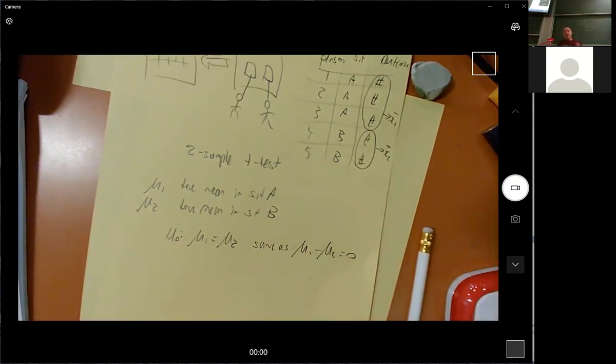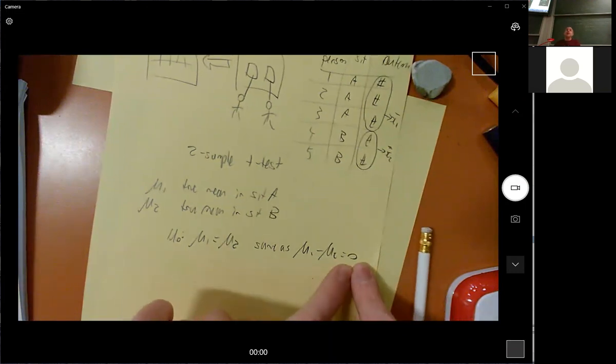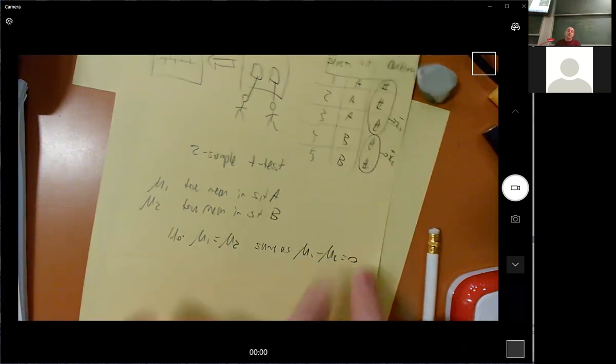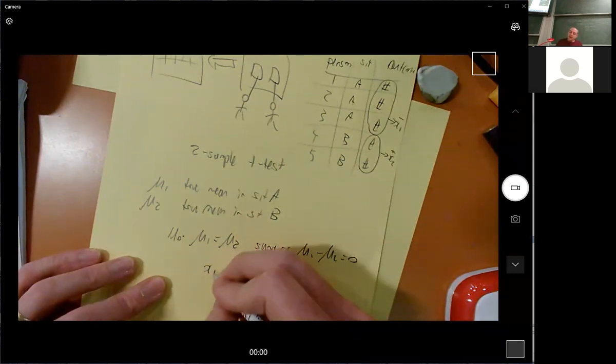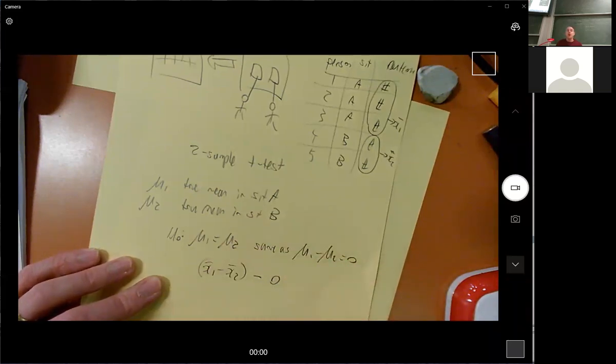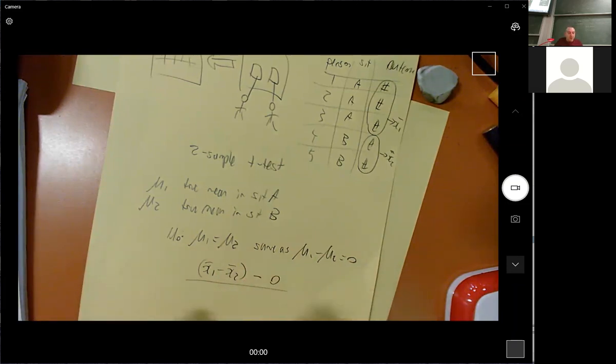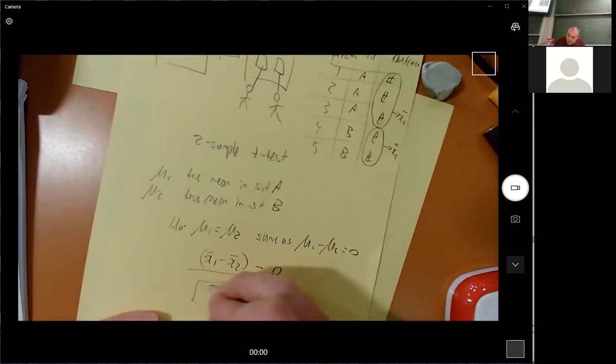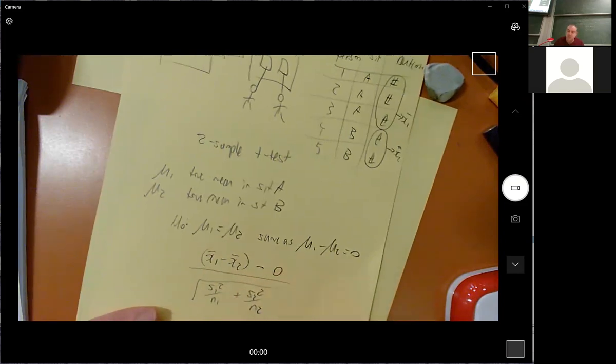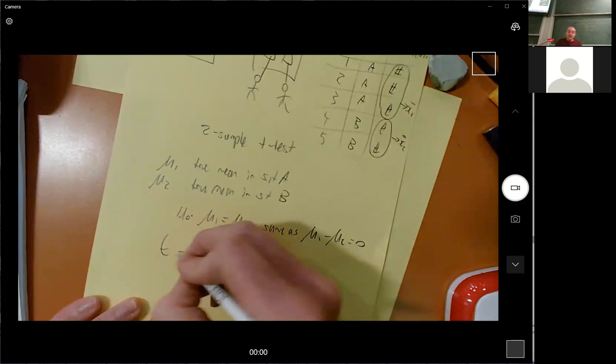The reason I've done that is because now I have a number I can compare to. In their notes, they talk about mu1 minus mu2. So I'm going to go, okay, x1 bar minus x2 bar minus 0, which is what I'm comparing it to, divided by the standard error, which in the table says S1 squared over N1 plus S2 squared over N2. And that is a t-statistic.